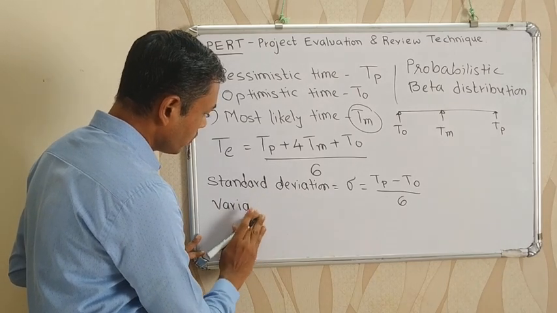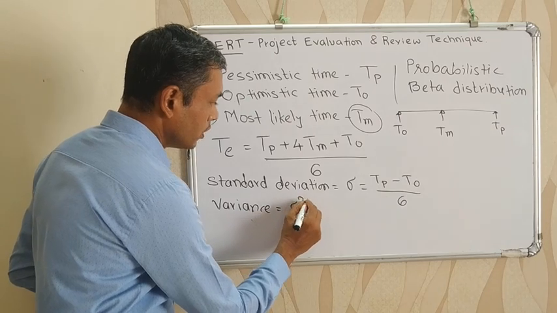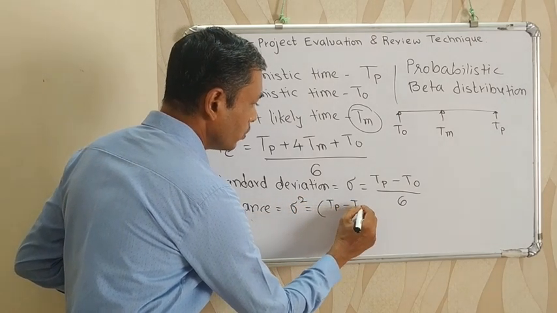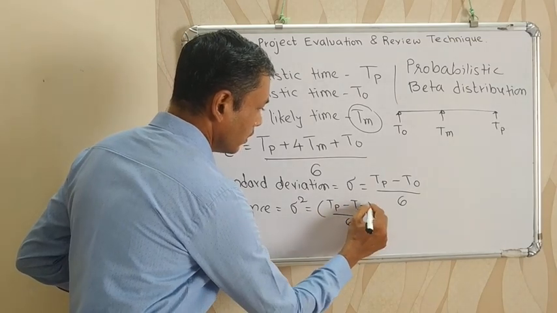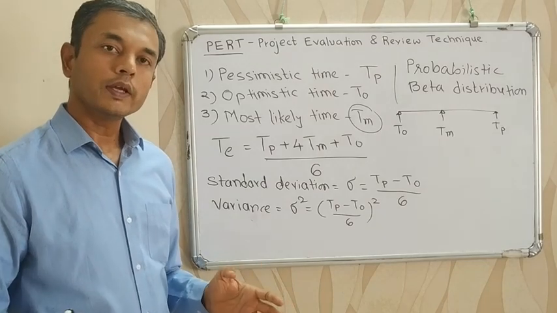So variance is equal to sigma square, which is TP minus TO divided by 6, whole square. So in this way we can calculate the variance.